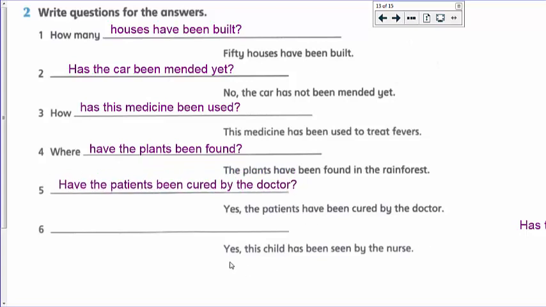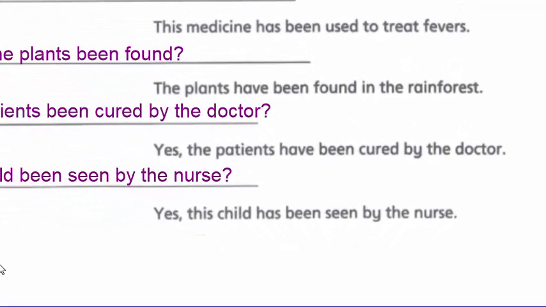The last one. Yes, this child has been seen by the nurse. Because we have yes, I'm going to use has or have. And because we have child here, this is singular, so I'm going to use has. Has this child been seen by the nurse? Yes. So you can open your workbook, page 94, and do this exercise correctly.